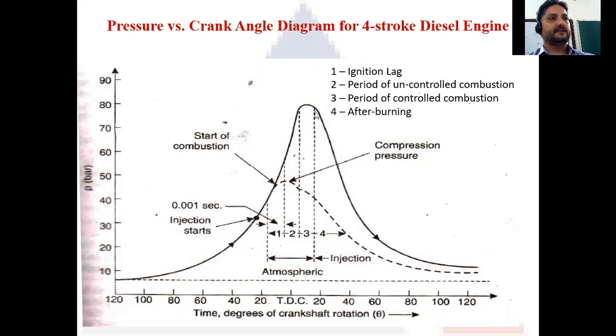Again, chemical reassociations take place inside the combustion chamber after the combustion has completed. These reassociations produce heat. That is why there is a gradual decrease in pressure inside the combustion chamber during the fourth phase, that is, the afterburning phase.